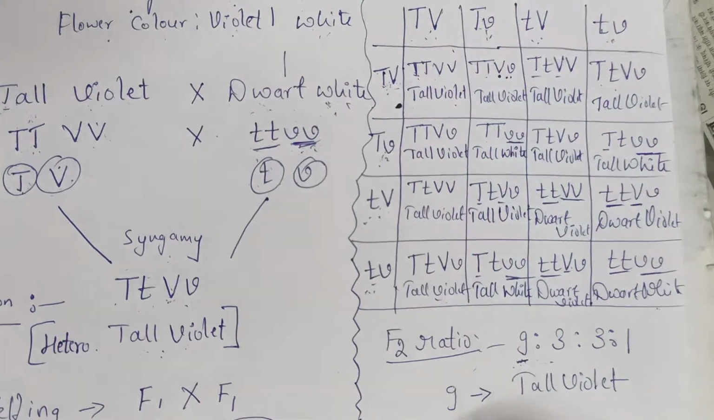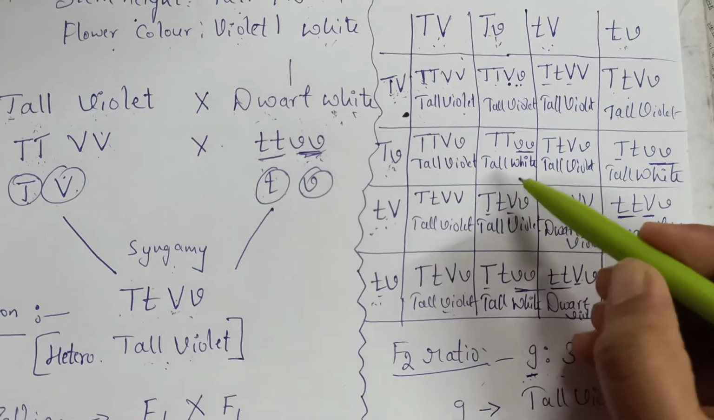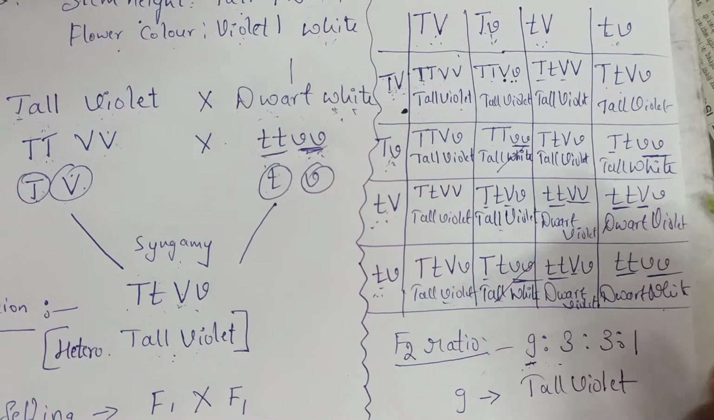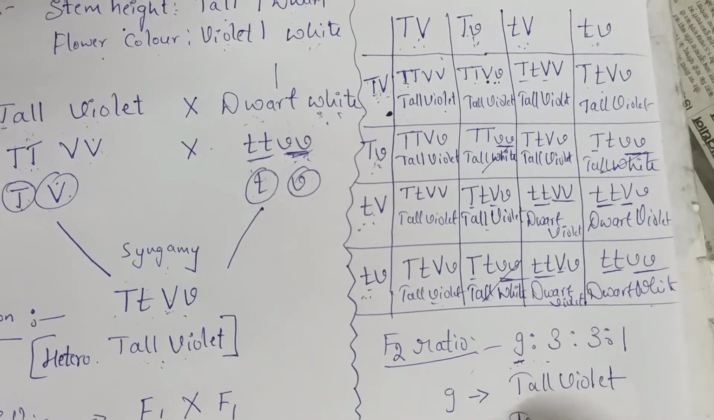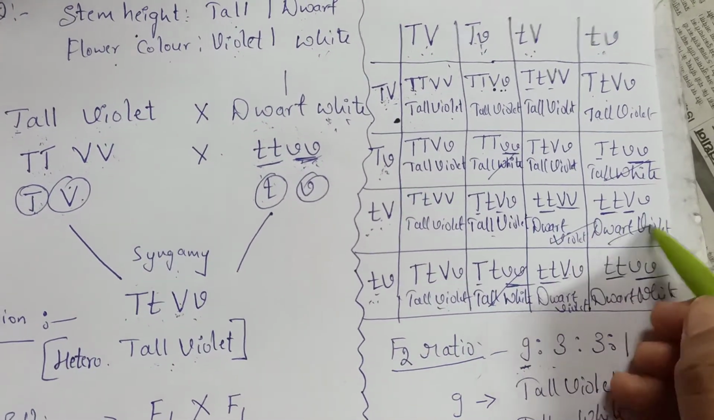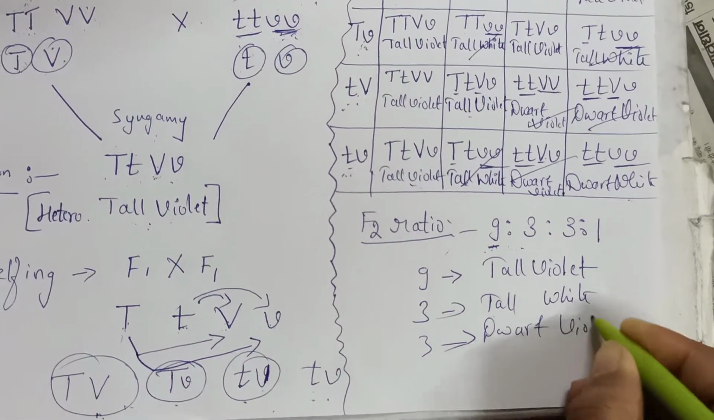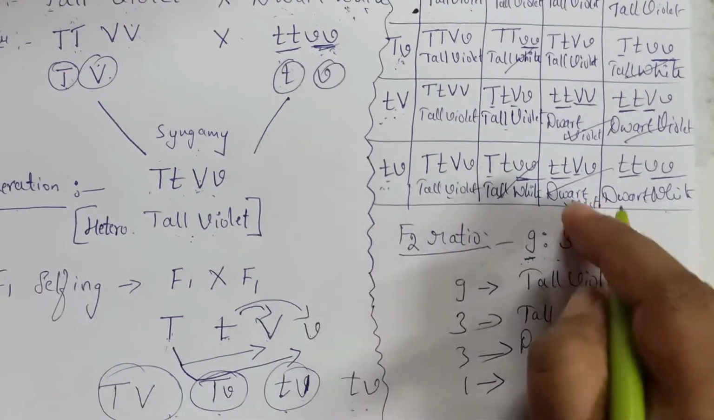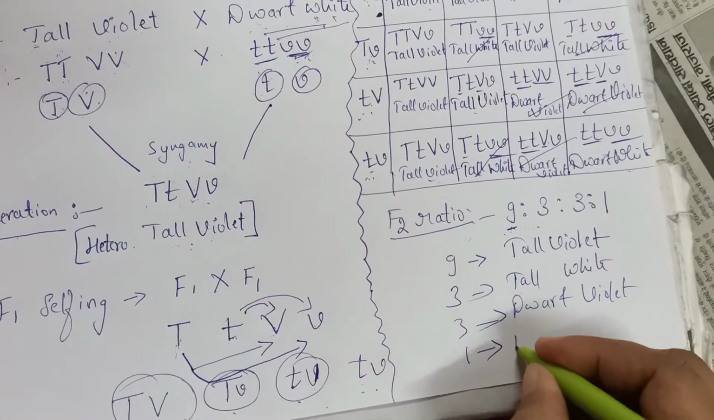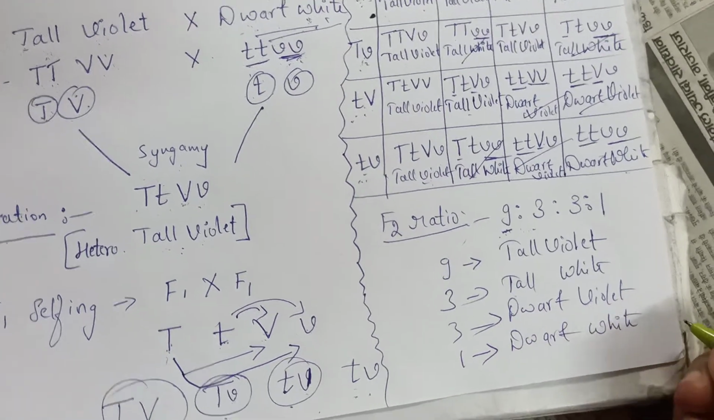You can check here. In the 3 ratio, we'll get tall white, tall white, tall white. One more 3 ratio, dwarf violet, dwarf violet, dwarf violet. One always will be the both-recessive character that comes at the end, that is dwarf white. So this ratio you can write directly also.